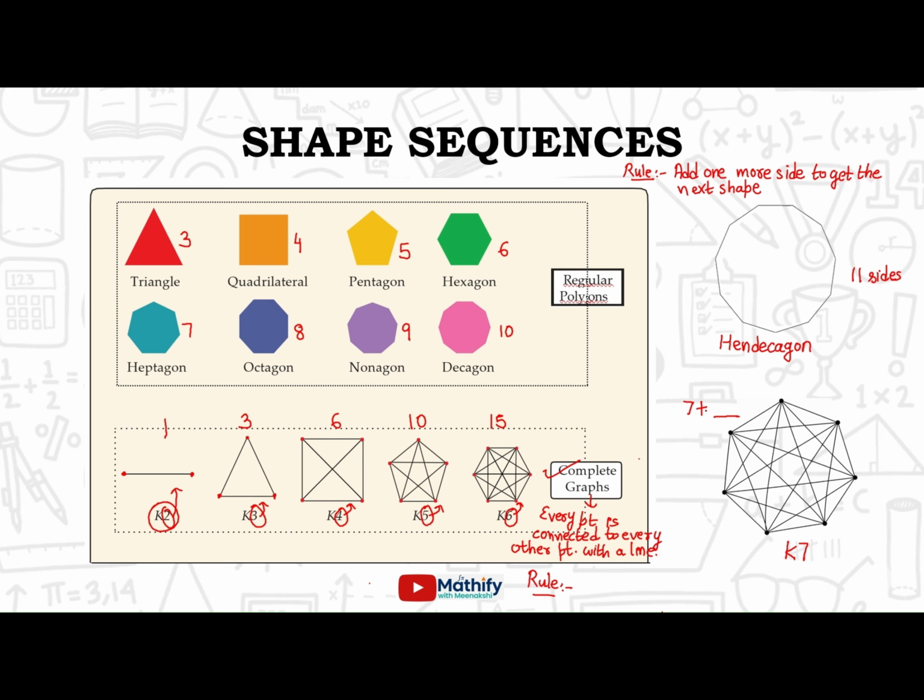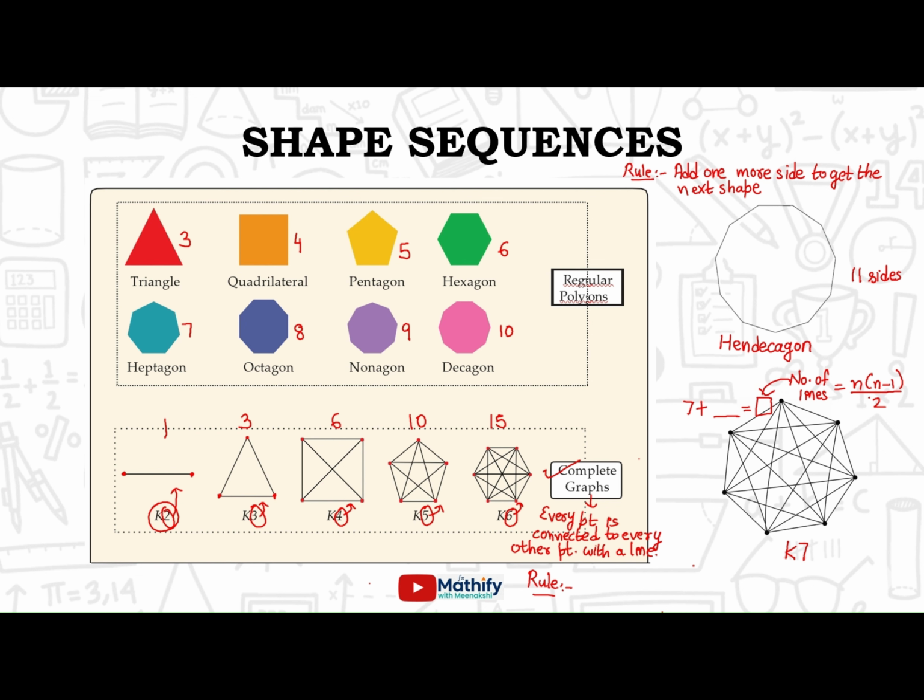Yes. If you want to count the number of lines, then I'm telling you one formula here: the number of lines is n into n minus 1 by 2. That will give you the total number of lines. Sides plus this, it will give you the total number of lines. So for this, I'm telling you the formula n into n minus 1 by 2.